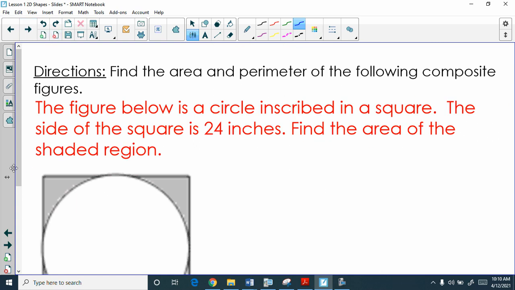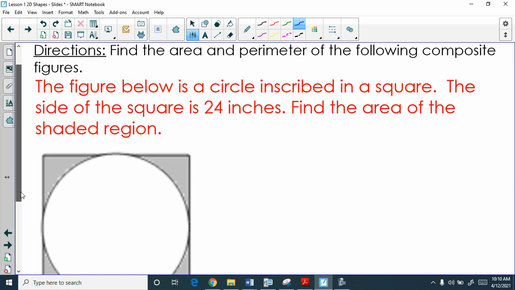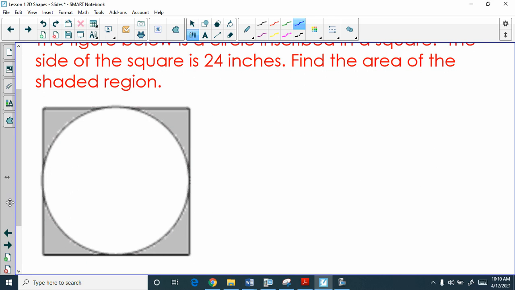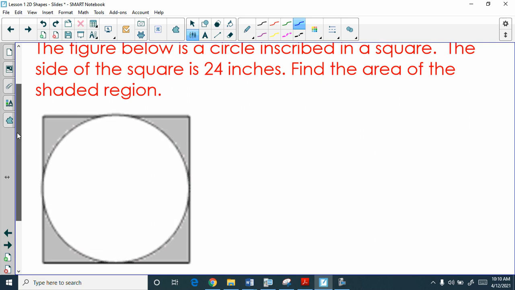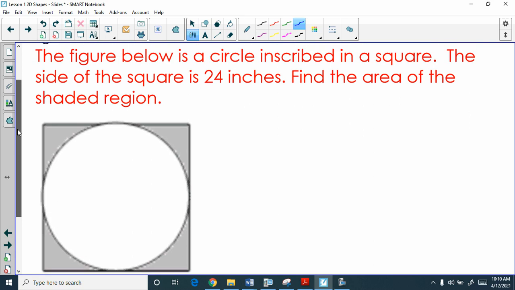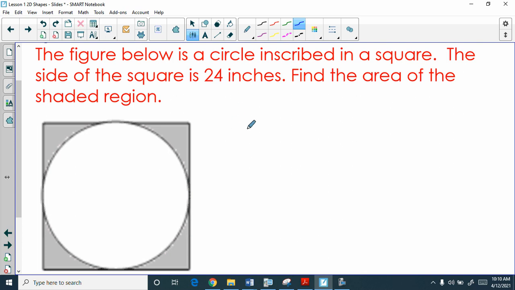For our last one, you can see we've got a circle inscribed in a square. So instead of adding pieces to find the area, we are going to subtract in order to find the area of the shaded region. So we're going to find that the square is 24 inches, which means that from the center out, we're half of 24, which is 12.